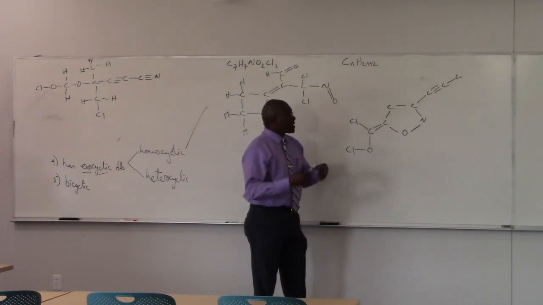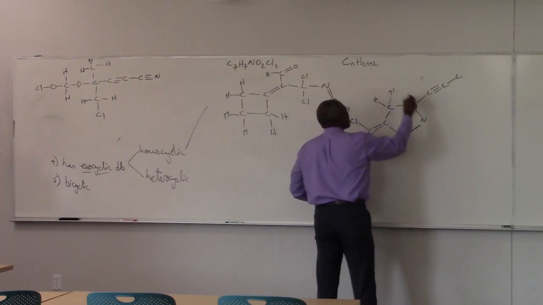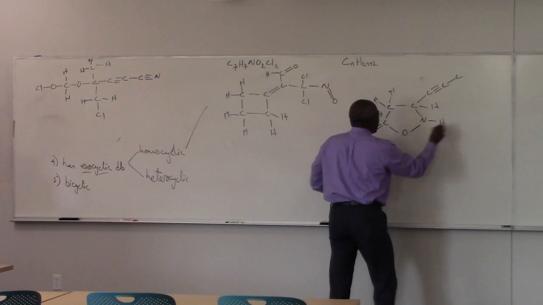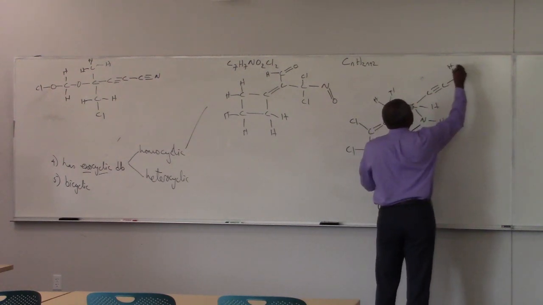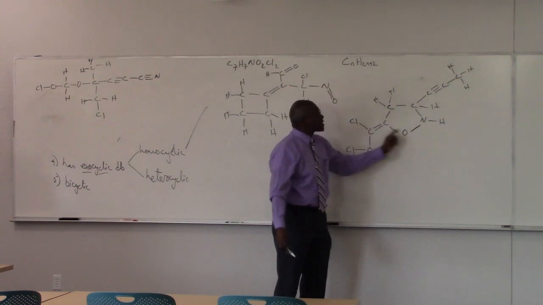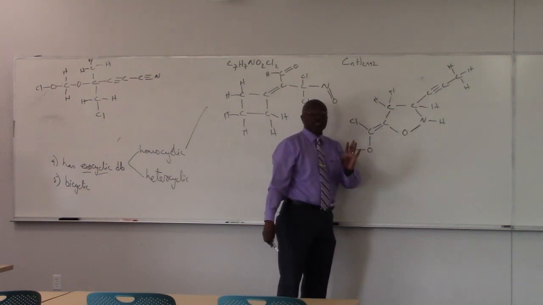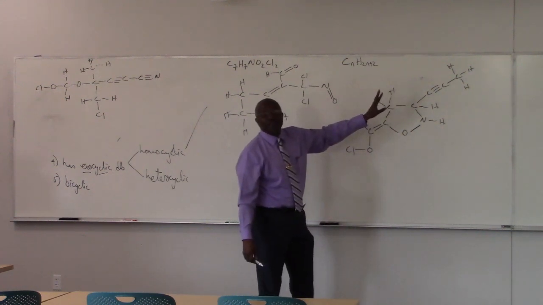At this point now I stick in the H's. So I'll go 1, 2, 3, 4, 5, 6, 7. So this is a heterocycle with an exocyclic double bond. Those were my instructions, and I just filled in the blank as I saw fit.